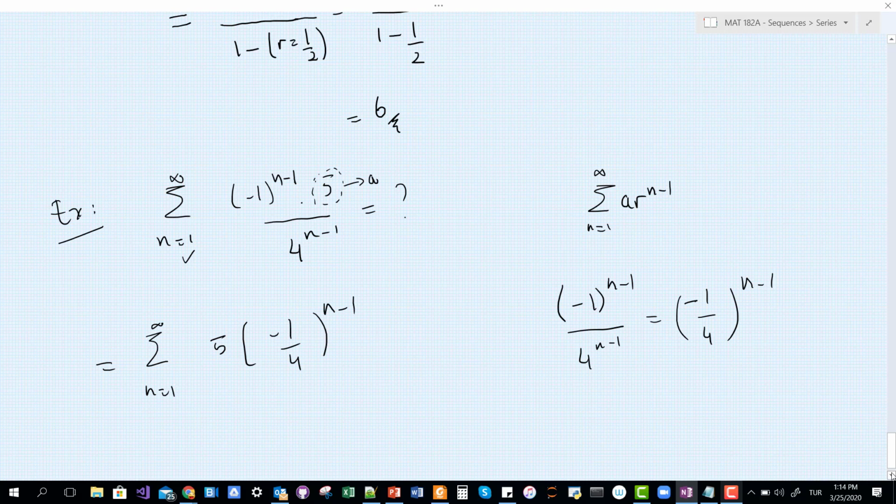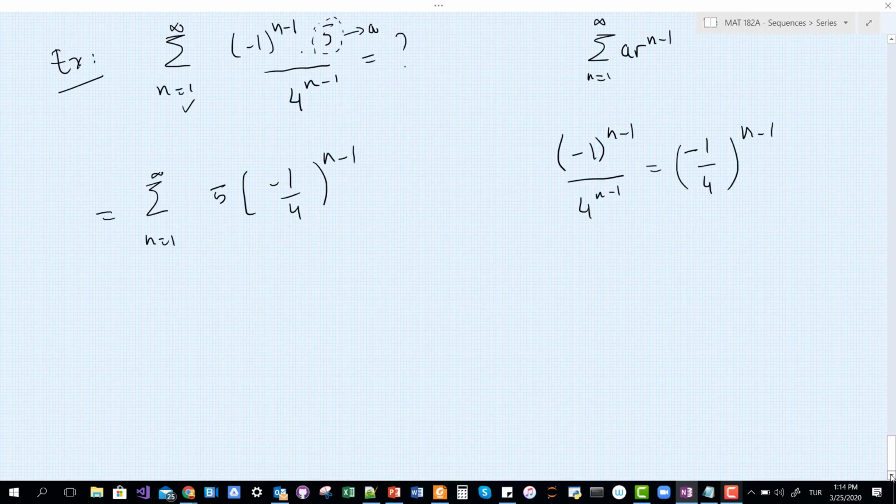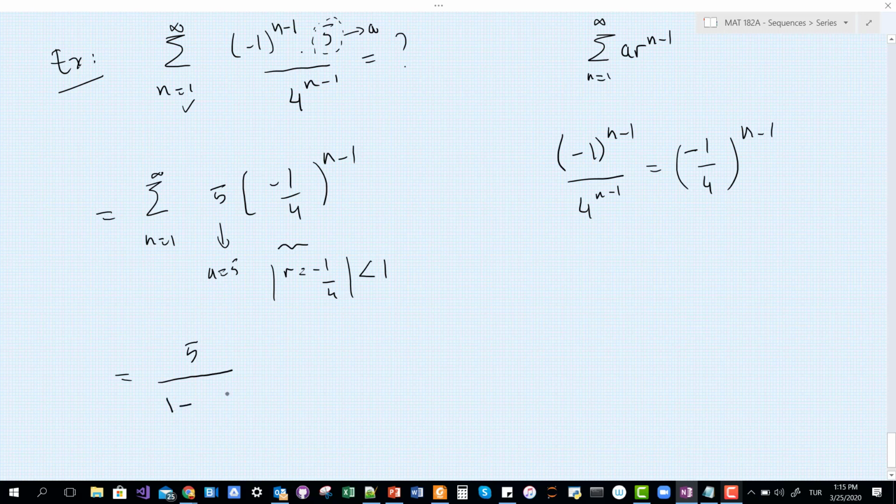So now my A is going to be equal to 5, and then my R is going to be equal to negative 1 over 4. Is it less than 1? Absolutely. And 5 is equal to A, so I can use my formula. Formula says A over 1 minus R, so 5 over 1 minus R. What is R? It is equal to negative 1 over 4. Okay, 5 over 1 plus 1 over 4. If I calculate this, it is going to be equal to just 4, as you see.